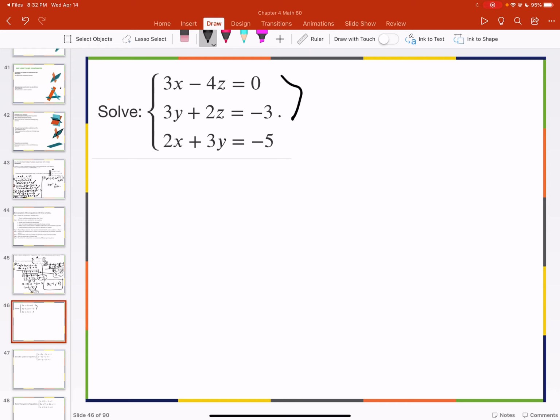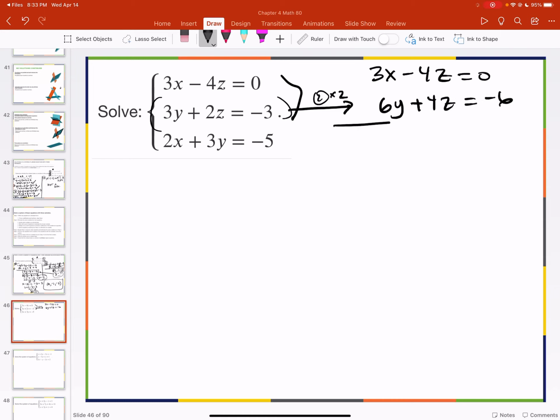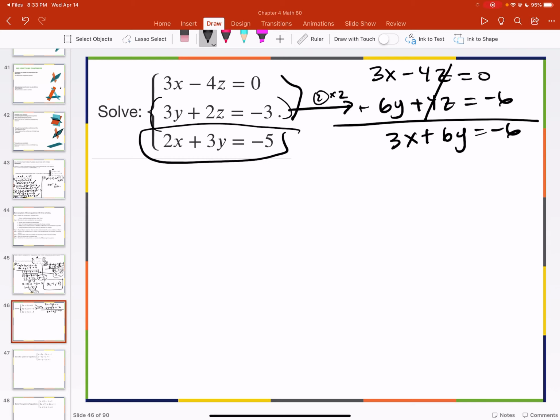So I'm going to take the first equation, 3x minus 4z is equal to 0. And then the second equation, I'm going to multiply by a positive 2. So equation 2 times 2 becomes 6y plus 4z is equal to negative 6. When I combine these two together, the z terms cancel. I get 3x plus 6y is equal to negative 6. So now this one and this one together will help me solve the equation.